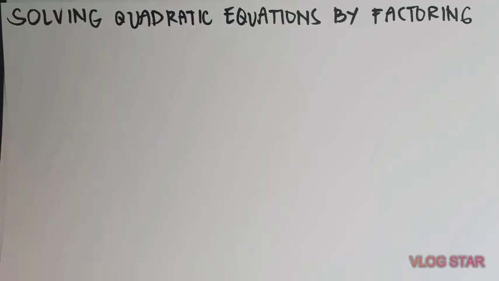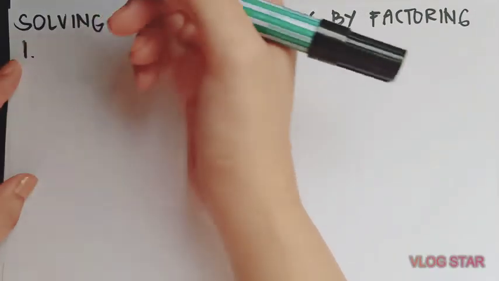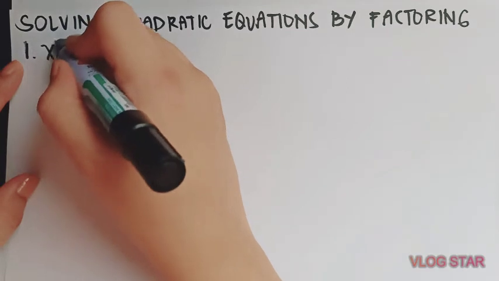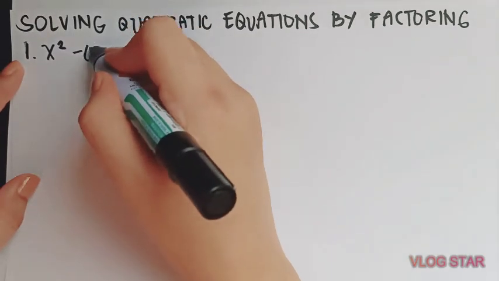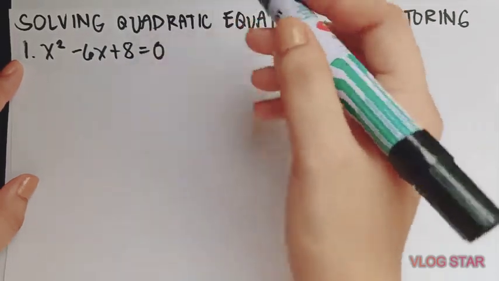Hello! Yesterday, we discussed how to solve quadratic equations by extracting the square root. And we have discussed yesterday that extracting the square root can be used if the quadratic equation is an incomplete quadratic equation, or the value of b is equal to 0. But what if the equation is x squared minus 6x plus 8 equals 0?